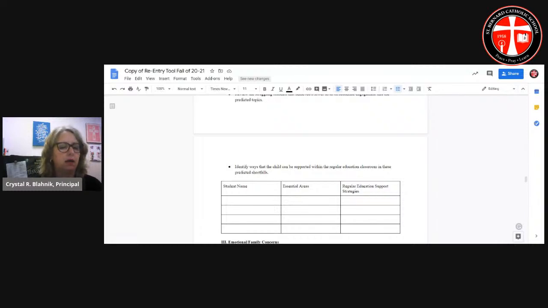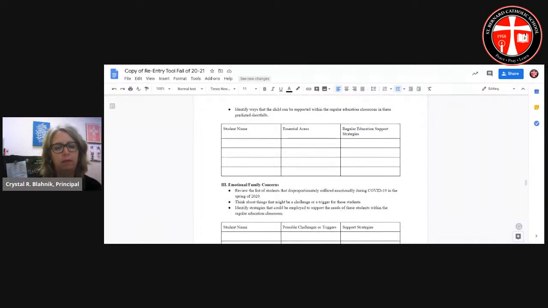I think these are some students who we thought maybe would do well during the stay-at-home time, but didn't do well, or who we know had some personal issues, like we know their family got COVID, or we know that dad passed away. Those are some students that you might want to mention here that we can give a little extra TLC to, pay a little extra attention to in particular areas. And that kind of leads into the next one, which is the emotional family concerns.